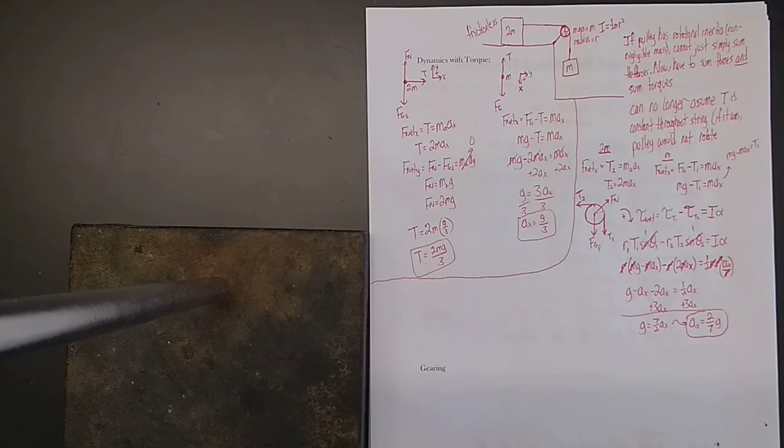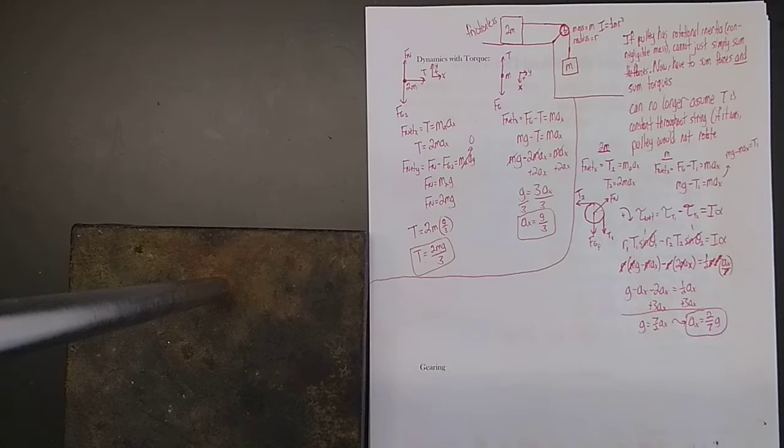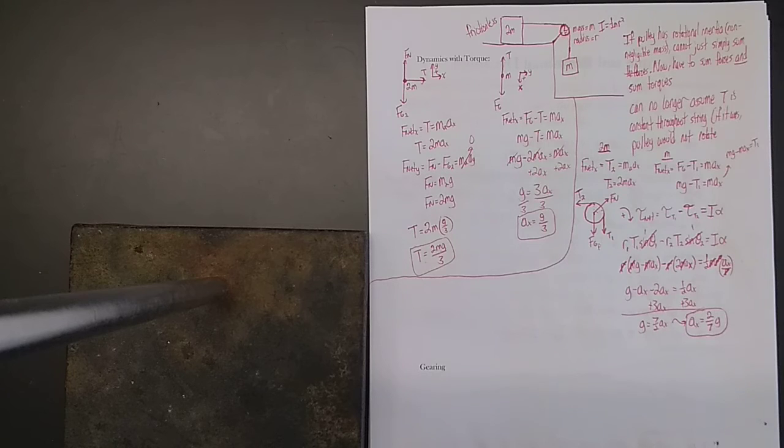Now think about this for a second. Is 2/7 g bigger or smaller than g over 3? Well, g over 3 could also be written as 2g over 6, and this is 2g over 7. That's a smaller number. And that makes sense because we are now accounting for more mass, essentially. There's more inertia. It is harder to make the system move because this pulley has mass and therefore has rotational inertia. So it makes sense that the acceleration is not as much. Okay, so comparing those two, this makes sense.